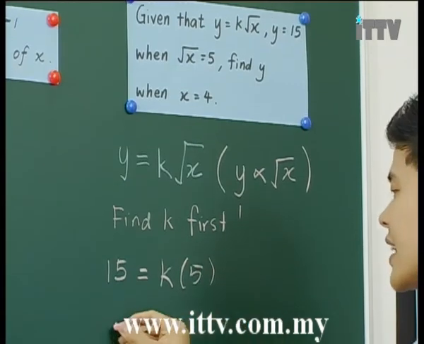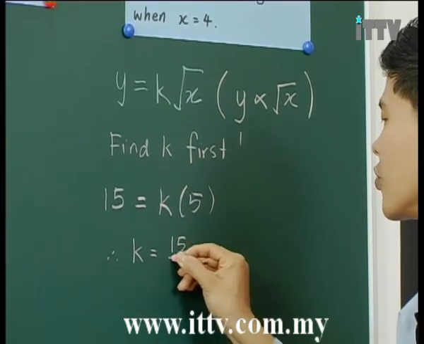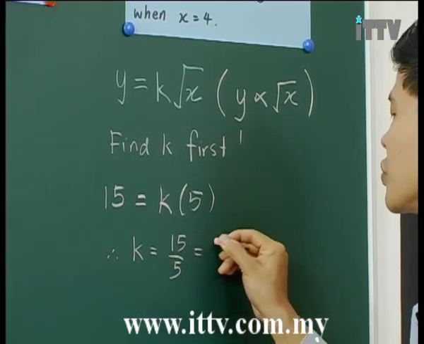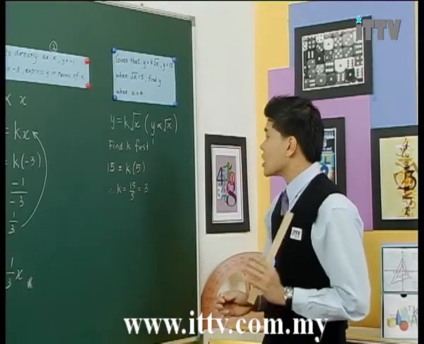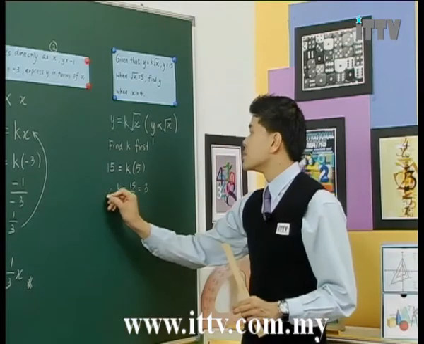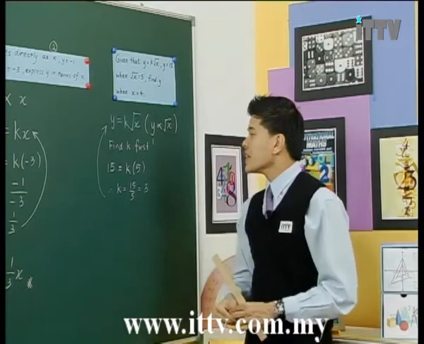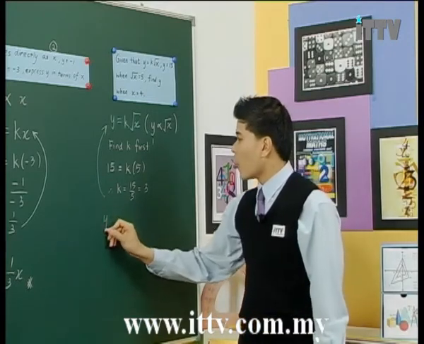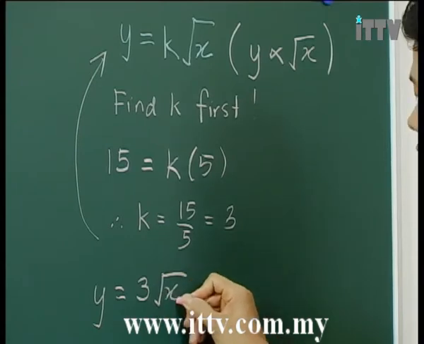So we can see that actually k is 15 over 5, which gives you 3. Alright, remember we are not answering the question yet, because don't forget that this value of k must be put back inside the original equation to complete the equation. So therefore, y equals 3 square root x.